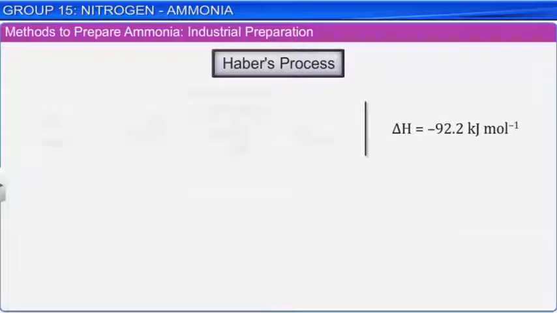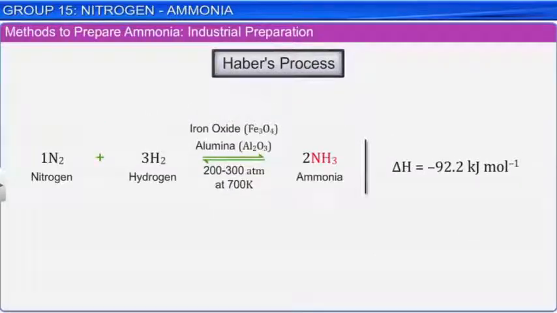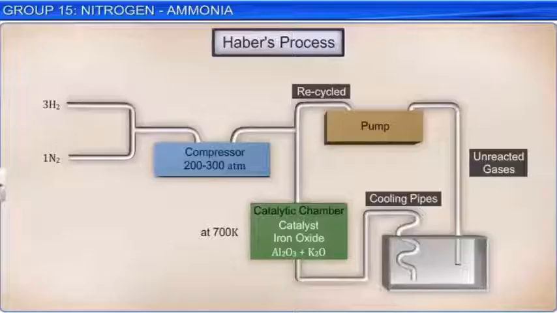Thus, a high pressure of 200 to 300 atmospheres, an optimum temperature of about 700 Kelvin, and the catalyst iron oxide along with the promoter alumina are used to obtain better yields of ammonia. The flow chart of the manufacture of ammonia is given here. Let us describe in short the process of manufacture of ammonia from the flow chart.